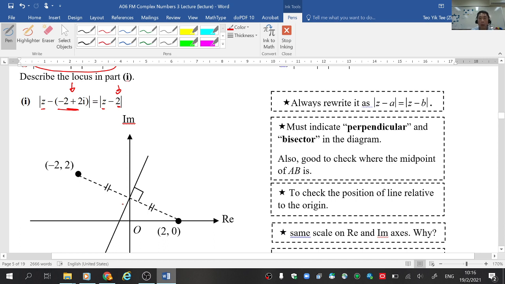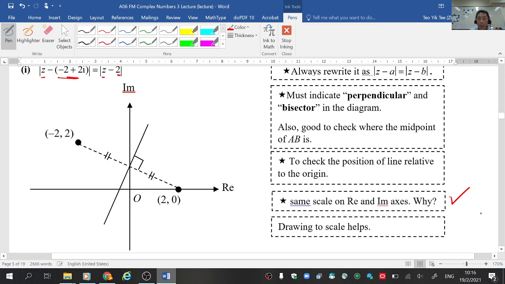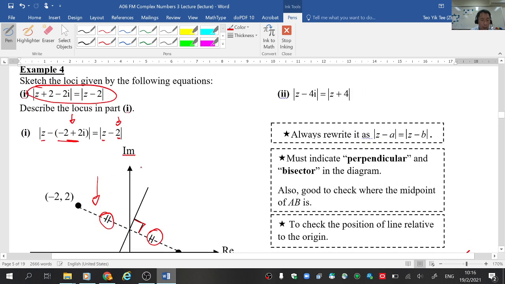So same thing, you must always adjust it into the standard form, and again you must follow this important rule: same scaling on the real and imaginary axis. And then what you must always display on your diagram is the equidistance with a dotted line followed by a 90 degree mark. Okay, this is how you draw your first perpendicular bisector.